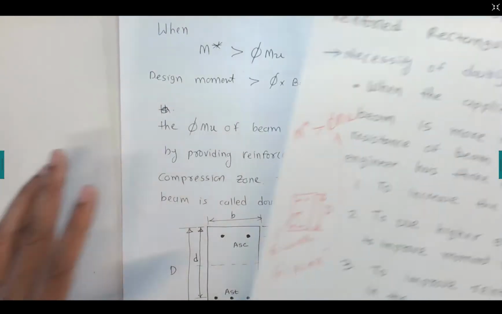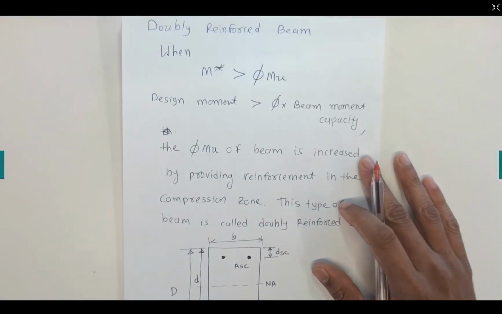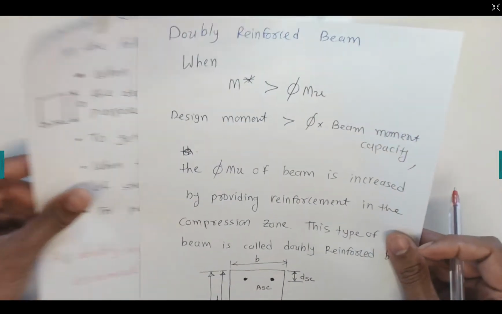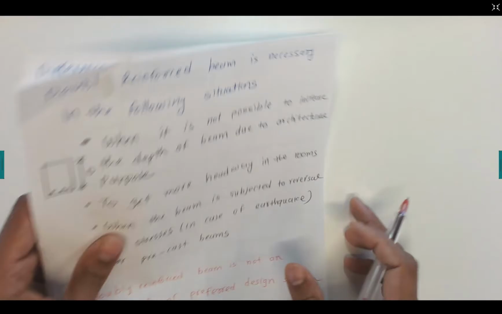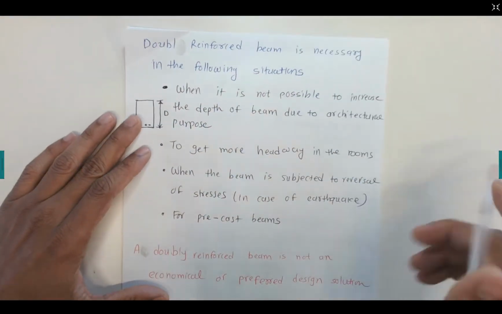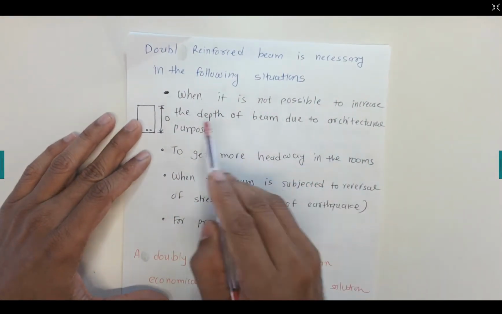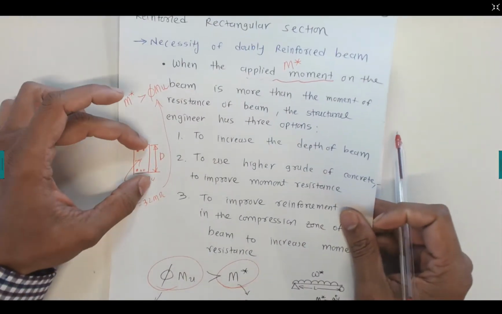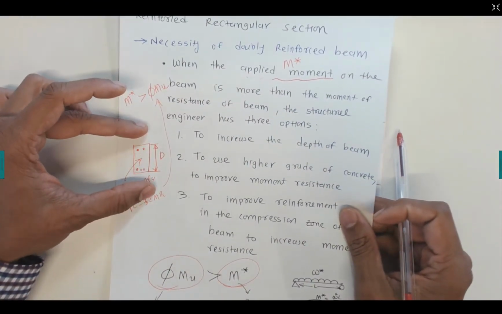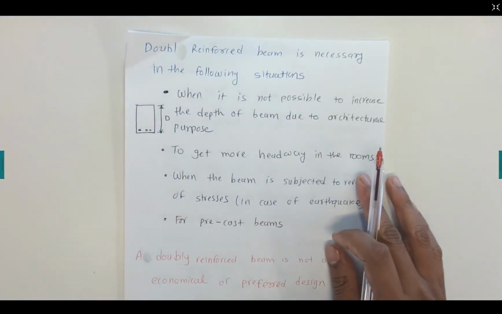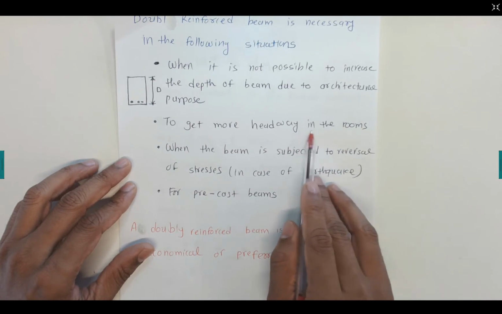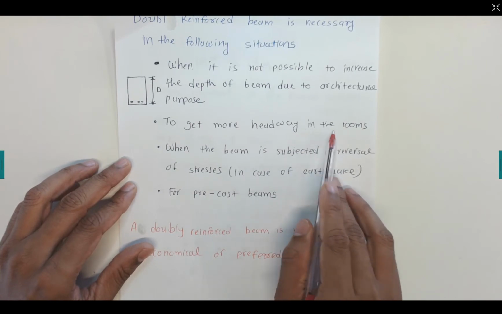Now among these three options, consider when it is not possible to increase the depth. The first option may not be possible because the architecture doesn't allow an increase in the depth of the beam, for various reasons. One reason is that they want to keep the headroom in the rooms.